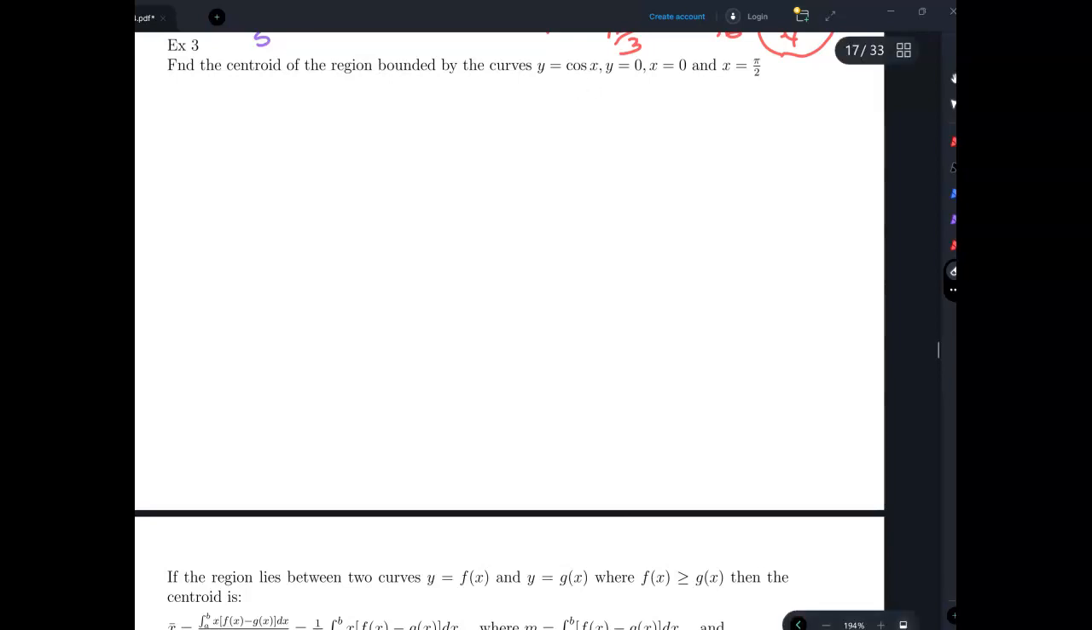So let's look at a different graph. I've got the graph of y equals cosine of x, so you know it's like that. And then I know y equals 0, x equals 0, and then x equals pi over 2. So that would be where it crosses here at pi over 2. So there is my region bounded.